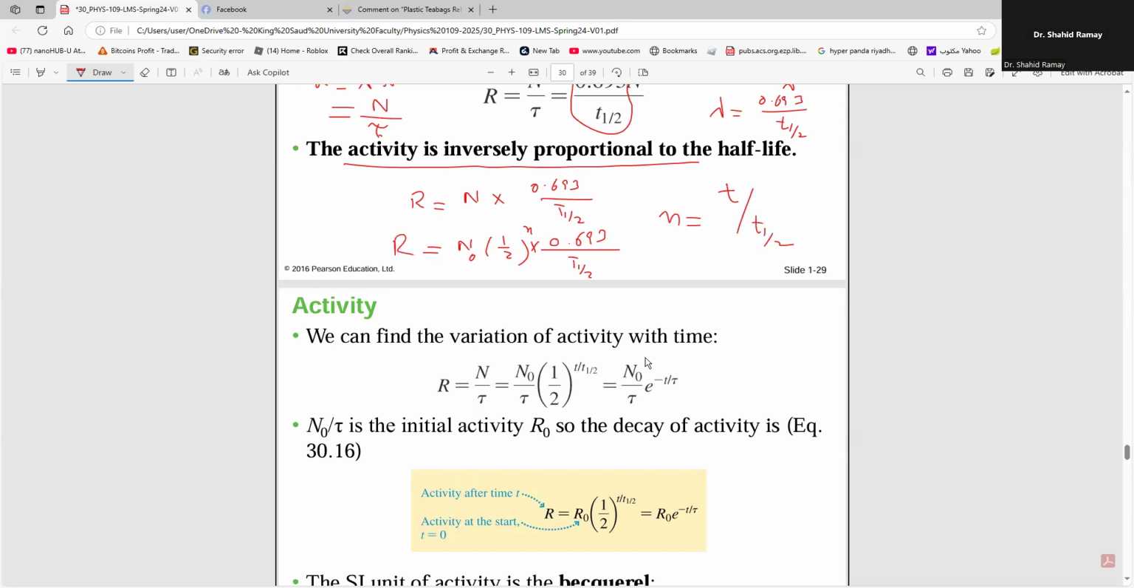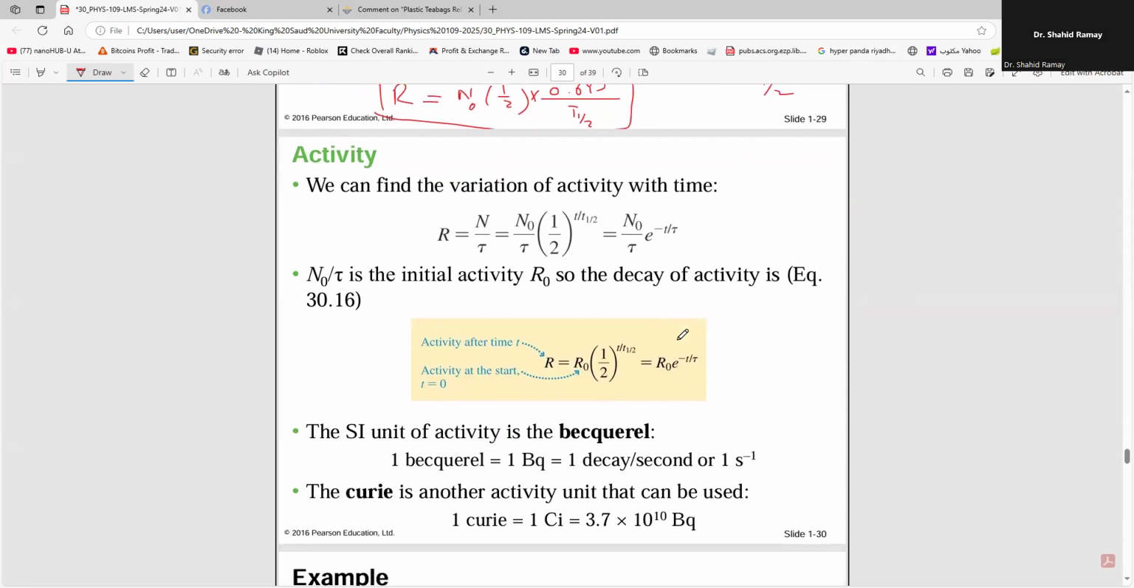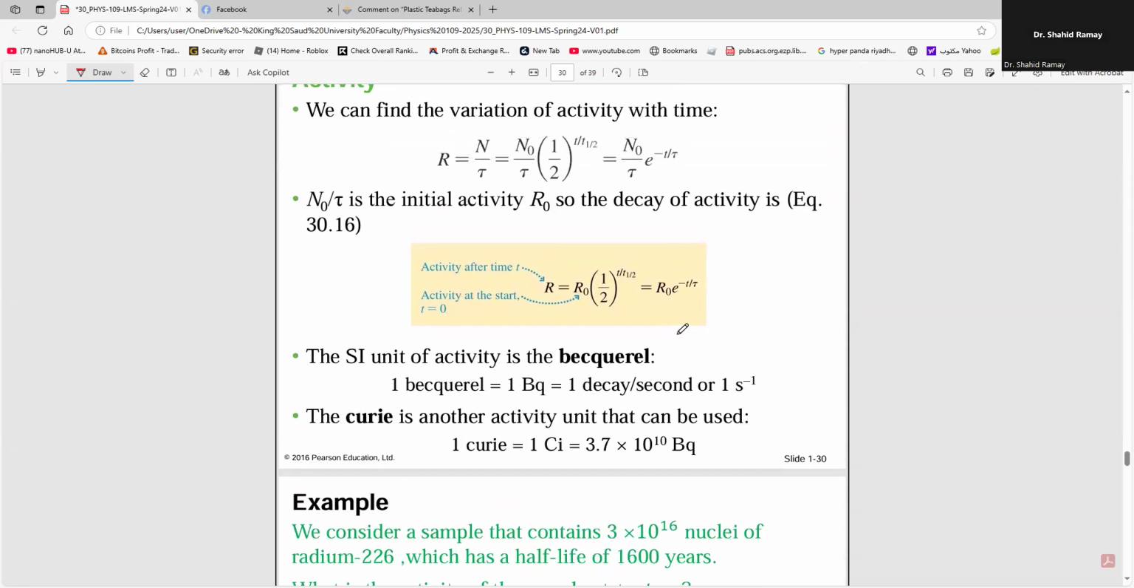Now in this formula everything is clear. n is equal to T over T half. T is time, T half is half-life, N naught is the initial number, and R is the activity. So this is the complete formula which you should remember. Very important to solve the problems. Okay, the units: the unit of activity is becquerel, and 1 becquerel is equal to 1 decay per second. The Curie is another activity unit that can be used. 1 Curie is equal to 3.7 into 10 raised to power 10 becquerel.